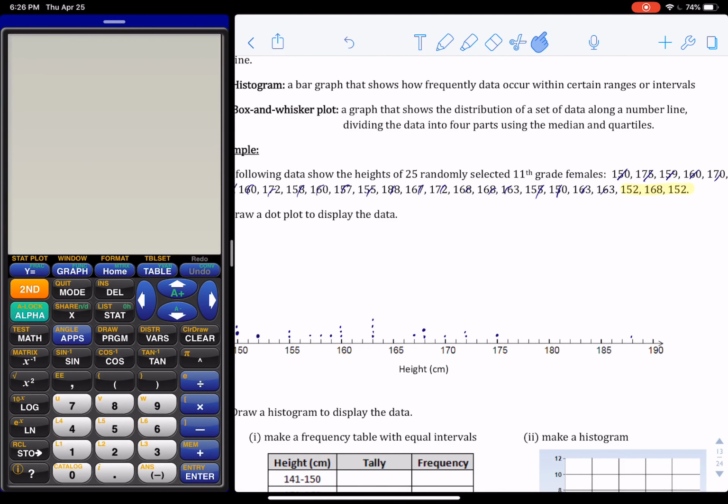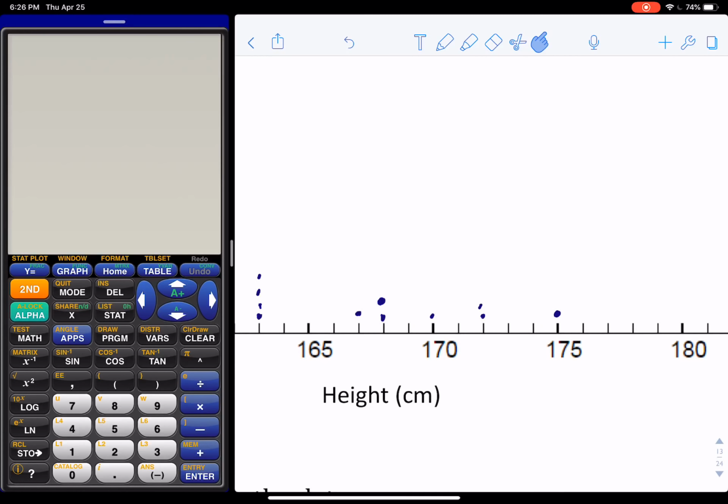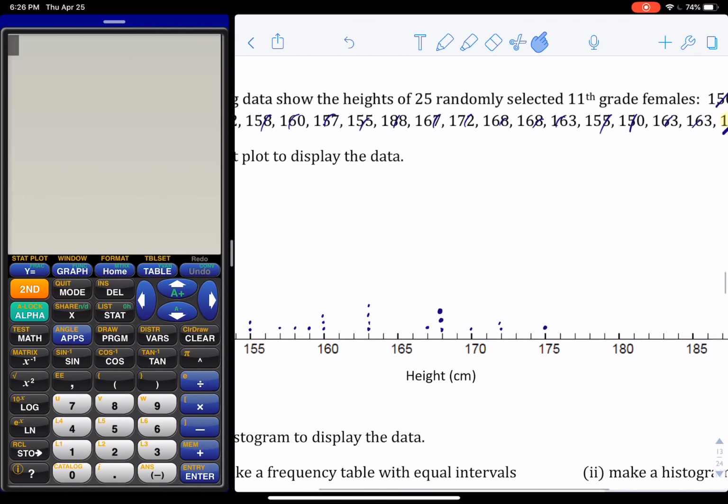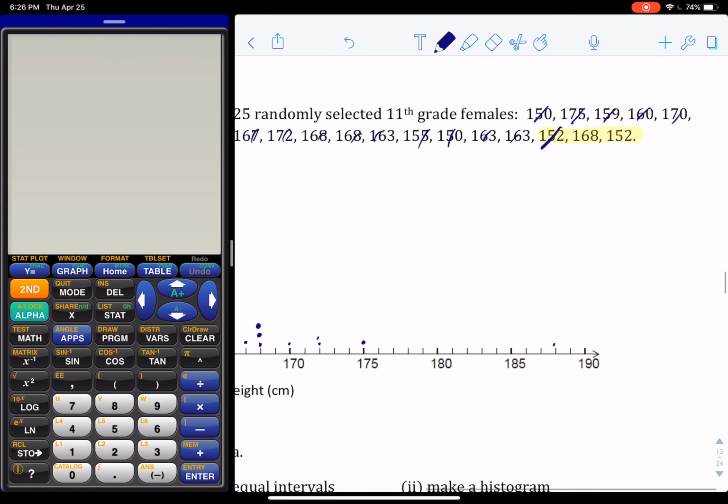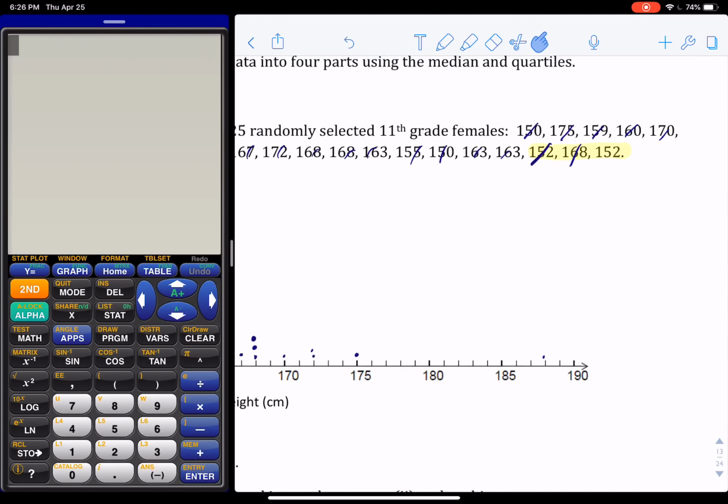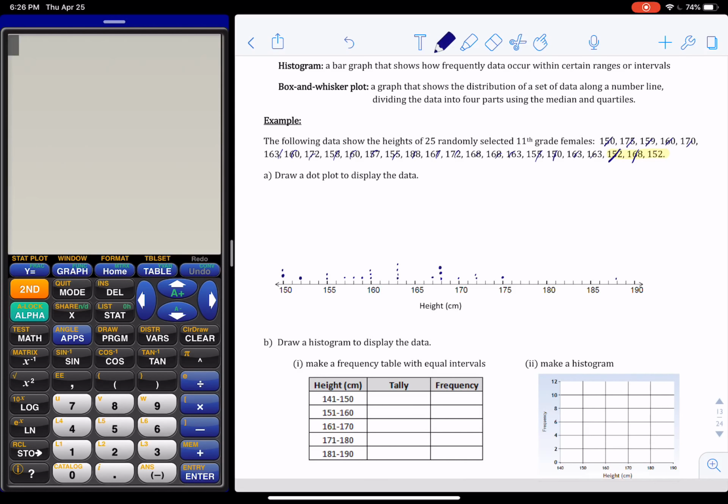After I put my dots, I like to put a line through so I don't accidentally do it again. Then we have 168, so I'm going to go ahead and find 168. I already had put 2 dots there from a little while ago, but it's okay. I'm just going to put the third one above it, cross it off, and then the last one is 152 here, so I'm going to put another dot and then cross it off. You can go ahead and pause the video so you can put all your dots above the number line as well, and then we'll move on to the next part.